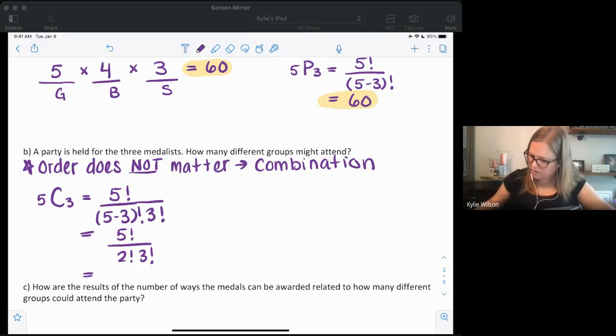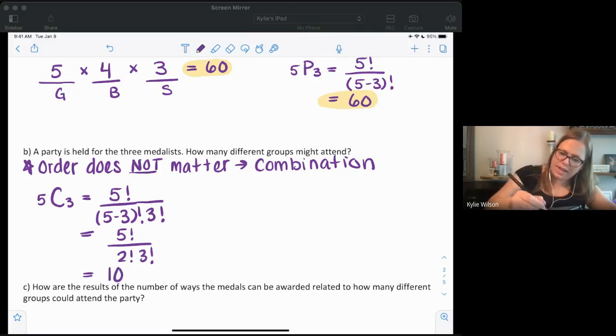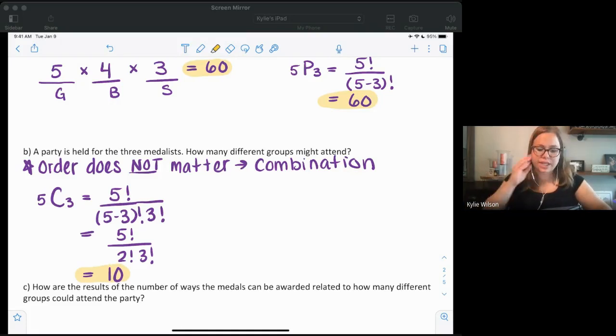Which is 10. And also make sure that you're comfortable finding your combinations button on your calculator. It should look something like this. Some say N choose R. Some maybe use different variables. Same deal. Okay.